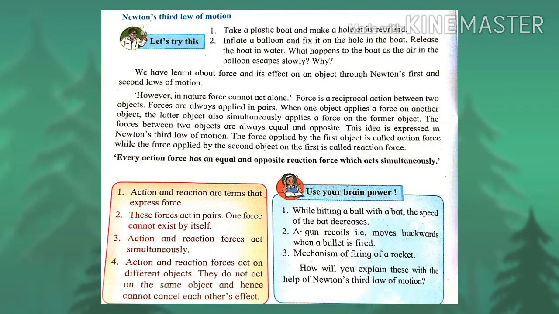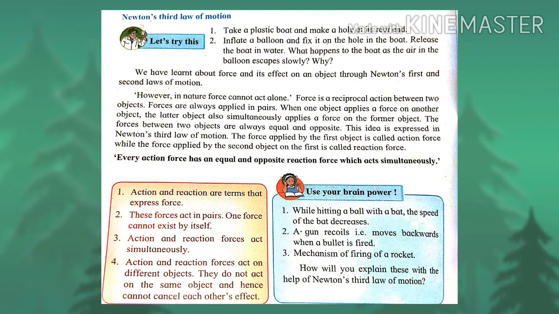Now we discuss Newton's third law of motion. That is, to every action force there is an equal and opposite reaction force which acts simultaneously. Force and the effect of force are seen by Newton's first and second laws of motion. In nature, force cannot be seen. Similarly, force cannot act alone.